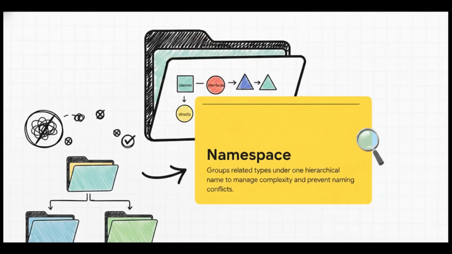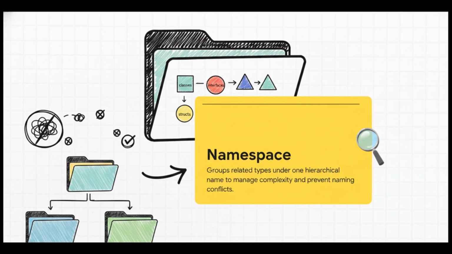So, picture a massive enterprise application. You're writing your own code, sure, but you're also pulling in multiple third-party libraries. And, predictably, all of these libraries want to use common, obvious class names like logger or timer. Without a system in place to separate them, this would be a total disaster for the compiler. This is where namespaces come in as your organizational mechanism.